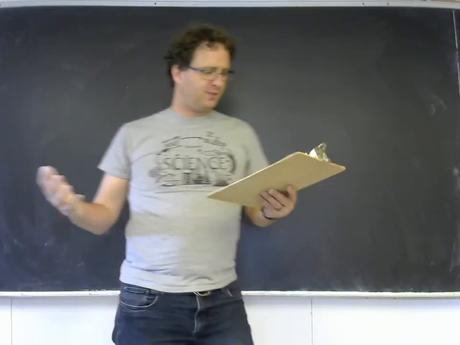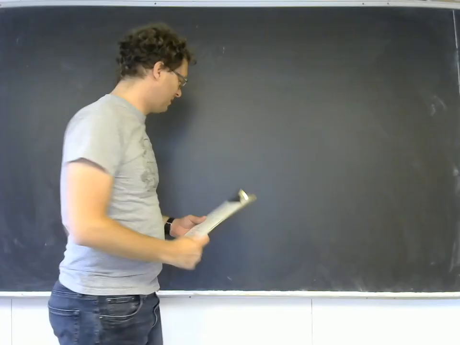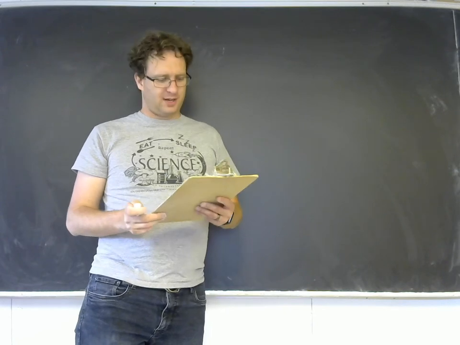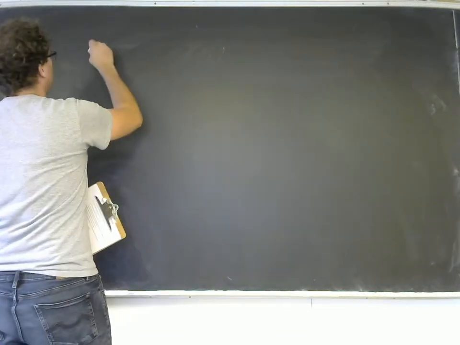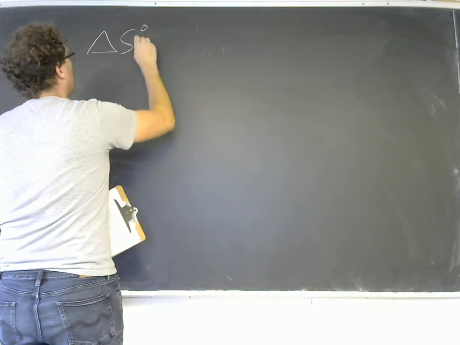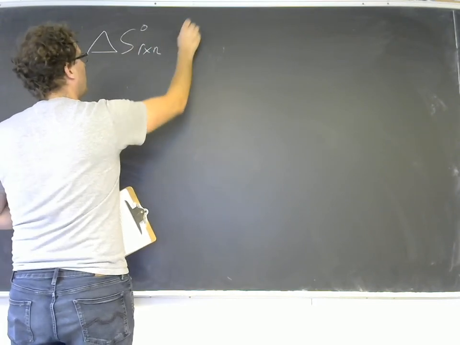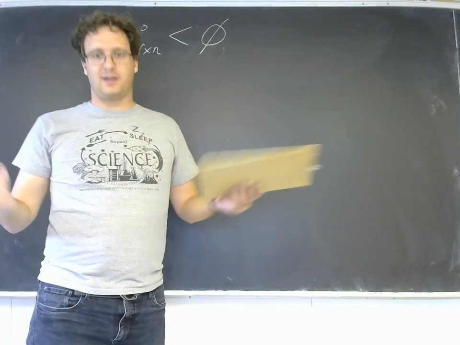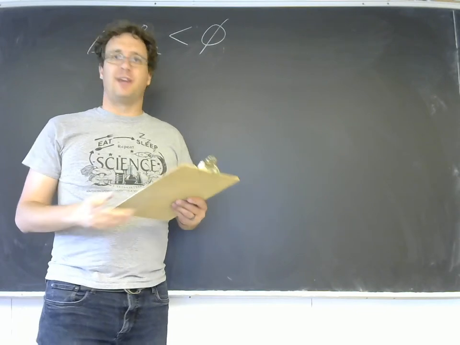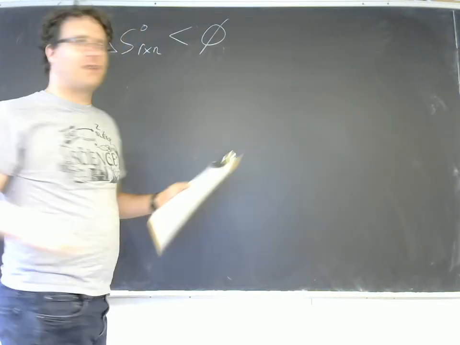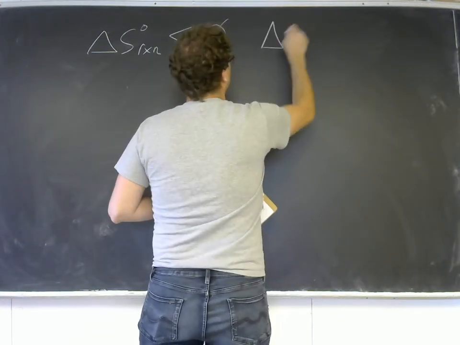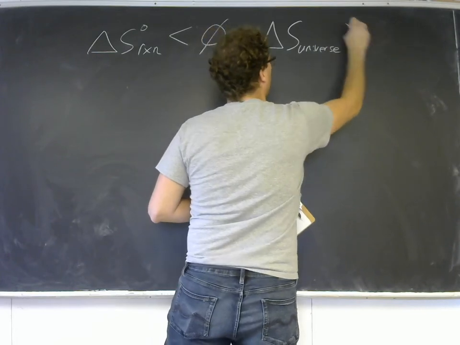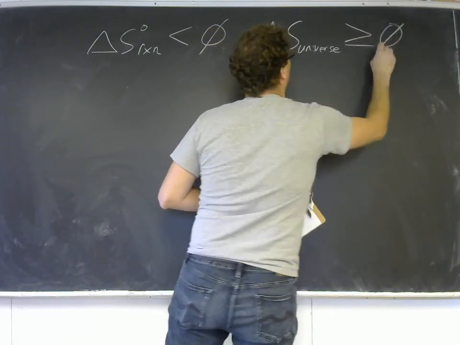Okay, 18.3 has to do with entropy and temperature. The real question that we're trying to get at with section 3 has to do with the fact that we can see processes where the delta S naught of reaction is less than 0. It's negative. In fact, the example we looked at at the very end of the previous section was an example of that. However, our second law of thermodynamics says that delta S for the universe is always greater than or equal to 0.